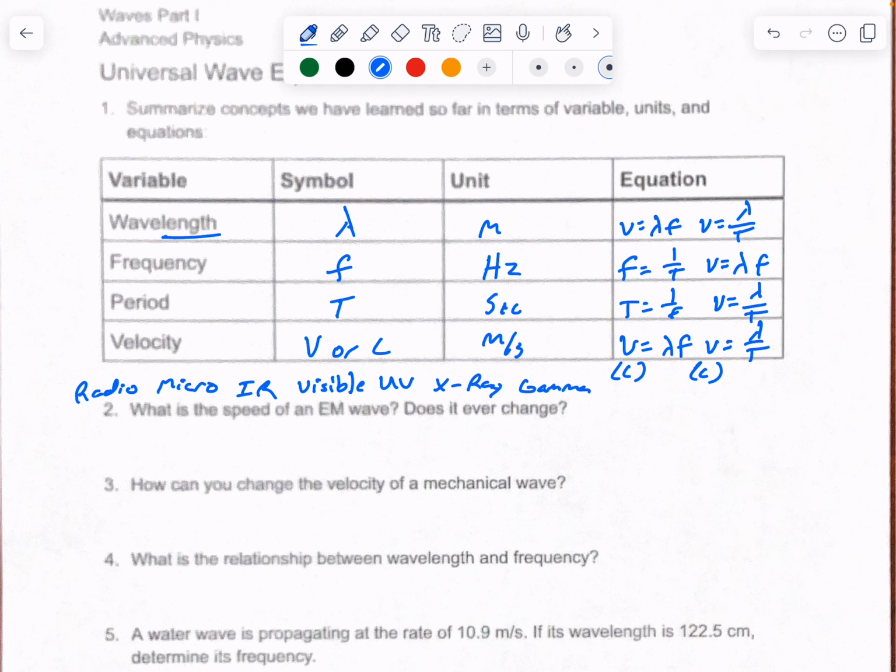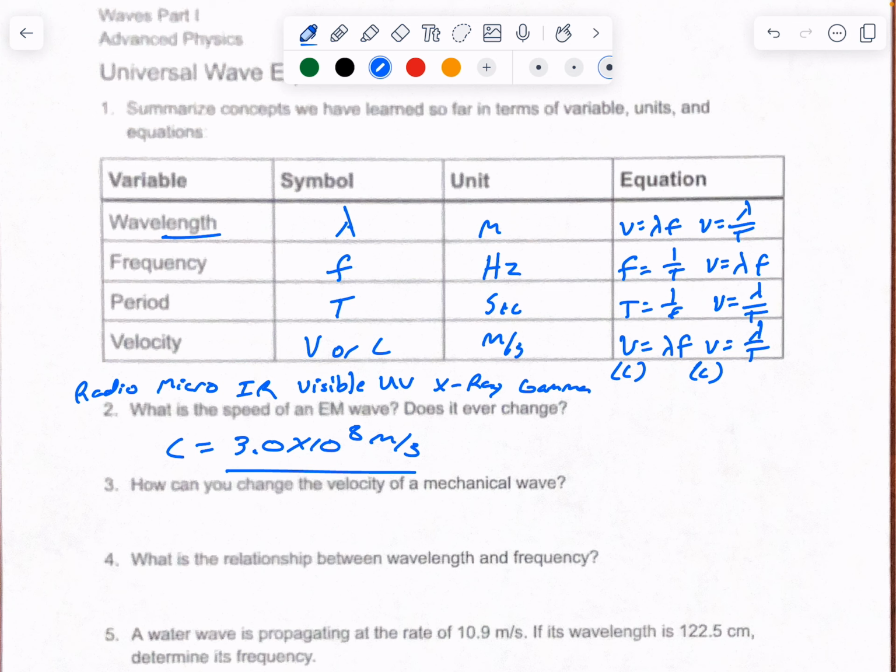Those will always travel at the speed of light. Okay, C equals 3.0 times 10 to the 8th meters per second. So I will give you this value right here. Okay, so you don't have to memorize that, but you do need to know your electromagnetic spectrum. So the way we usually remember it is red, red Martians invade Venus using X-ray guns. Okay, so however you need to do that, that's fine.